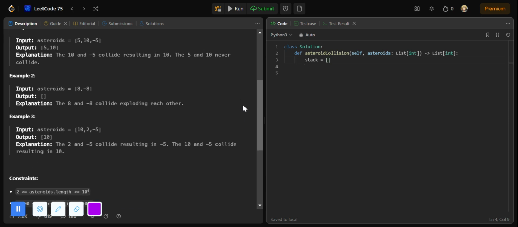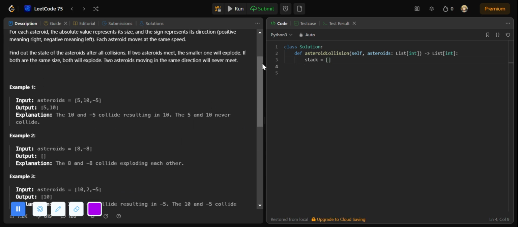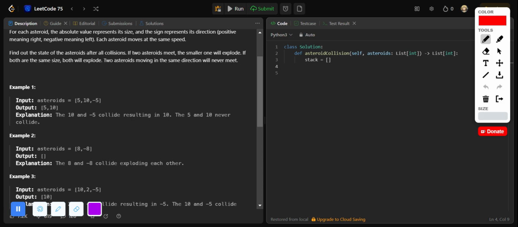One thing I didn't explain is that we have to know what is in our stack, or the one we're trying to find. For each asteroid moving to the right, we need to find the one that's moving to the left. We have to check that. That's the only one we have to check.